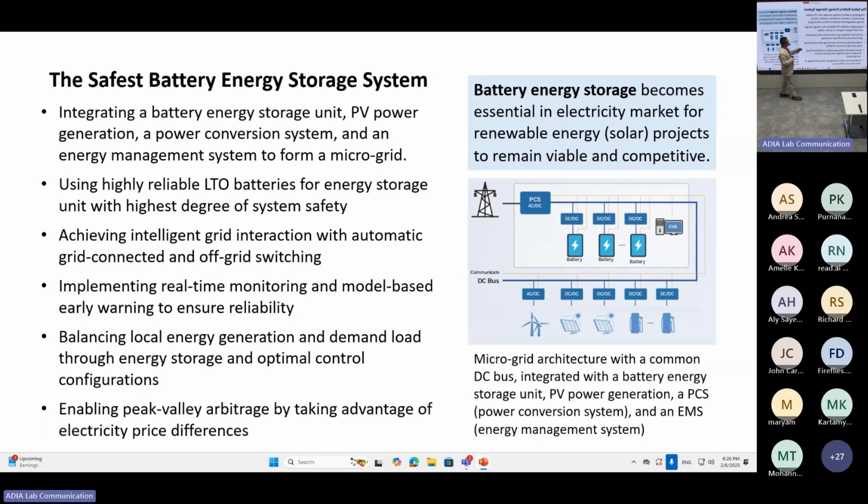a system integrating a battery energy storage unit, PV power generation, a power conversion system, and an energy management system to form a microgrid. Essentially, we're building a desk-scale, cabinet-scale microgrid as a demonstration. And we use the highly reliable ADIA batteries, which, as mentioned, will never catch fire, from fundamental physics and chemistry. So this one, and next one.